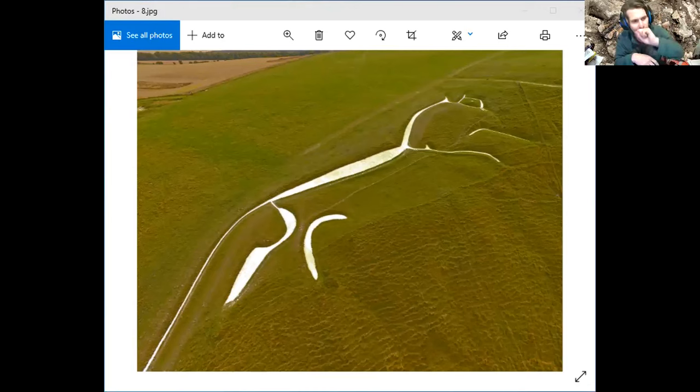One thing I would say about the horse figures on the Downs, across that landscape, Wiltshire, Berkshire and whatever, there's about 20 of them all together. None of them are as old as this, except that there's one that comes very close, but this one is the old one. But how old is it?